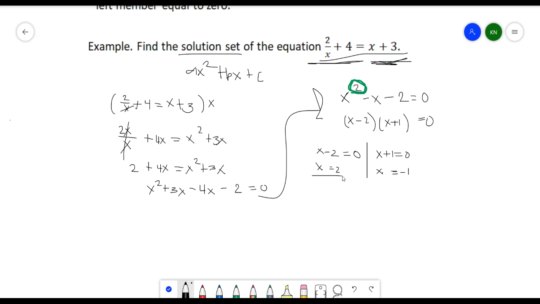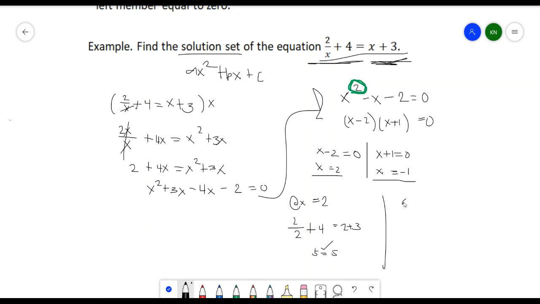If our x is equal to 2 and x is equal to negative 1 is our solution set. By checking that one, we just have to substitute that back to our equation. So we have x is equal to 2. We have 2 over 2 plus 4 is equivalent to 2 plus 3. So 1 plus 4, that is equivalent to 5. That is equivalent to 5 as well. So meaning to say, 2 is part of our solution set.